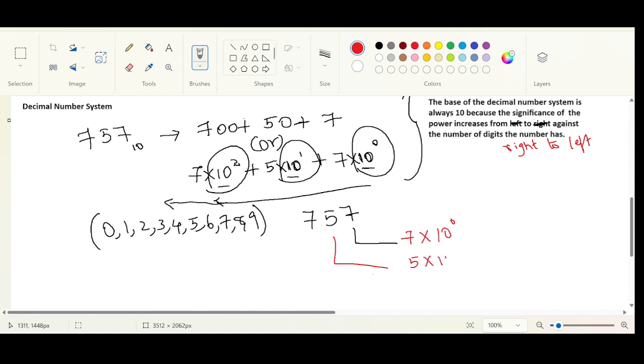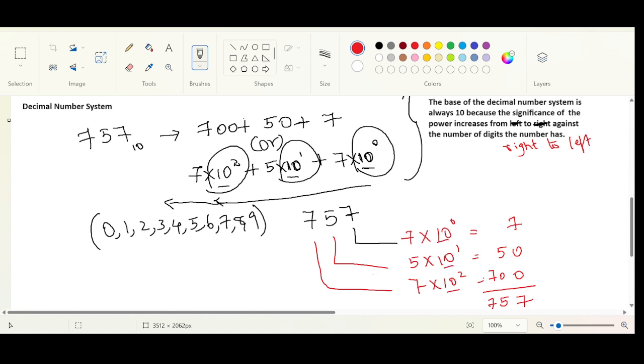5 into 10 to the power of 1, 5 into 10 to the power of 2. So this is going to be what? 7 plus 50 plus 500. Even after the conversion, you are going to see the same number. But the point is, the base is 10.